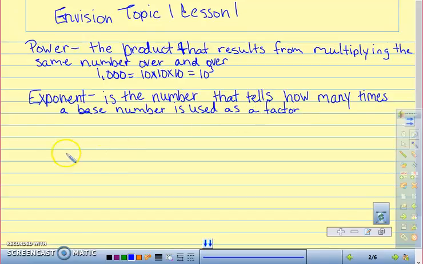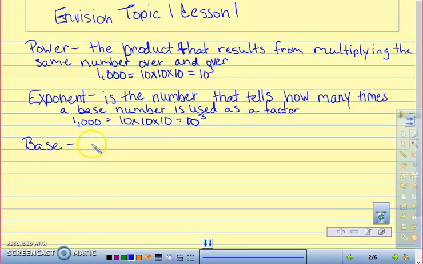Okay, so let's go back to that 1,000 equals 10 times 10 times 10 equals 10 to the third. So that exponent right there tells me that I multiply 10 by itself 3 times to get 1,000. So the exponent is that little number 3 up there that says 10 is being multiplied by itself 3 times.